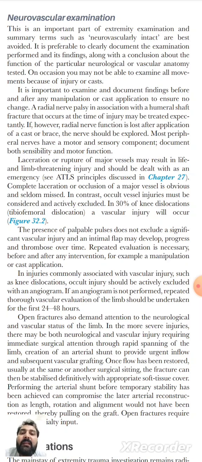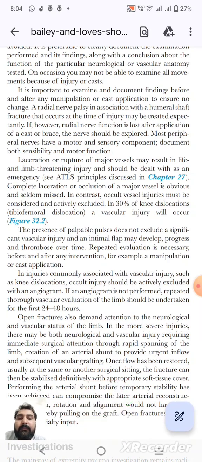because the radial nerve recovers in 90% of cases with its injury associated with humerus shaft fracture. And if the radial nerve function has been lost after application of cast or brace, then it should be explored. Then there is no expectant treatment. Most peripheral nerves have a motor and sensory component. Document both sensibility and motor function.